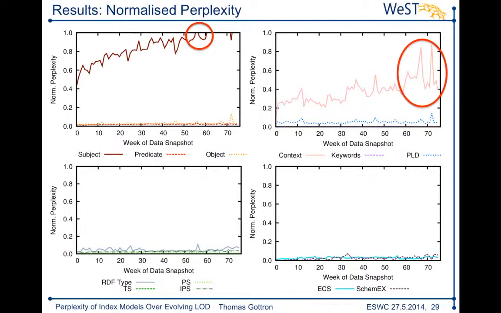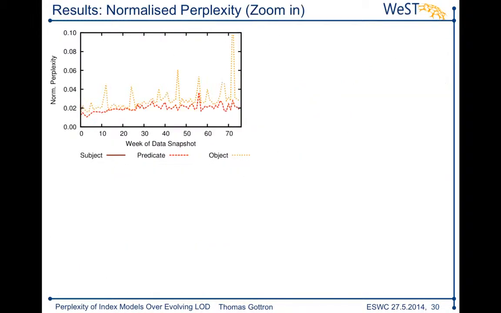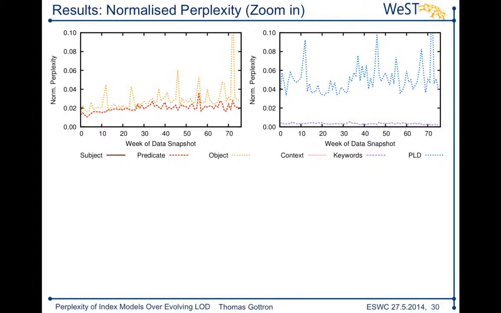Now, to get a bit more detail about the well-performing indices, let's zoom in on normalized perplexity. Now we have on the y-axis only a range between 0 and 0.1. For the predicate and the object-based index model, you see that things behave very similarly. If you look at the metadata-based index, you will see that the keywords still have a very, very low value. There's an explanation for this. Basically, what you're doing here is estimating a distribution over words in the language used to describe resources. That boils down to a unigram language model, which you can really assume to be, regarding the distribution, quite stable over time.